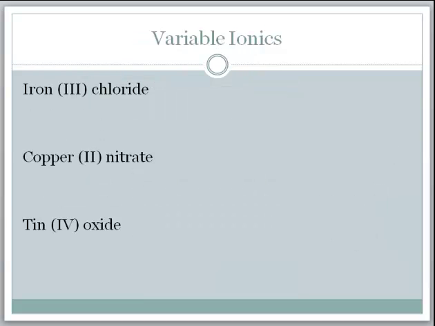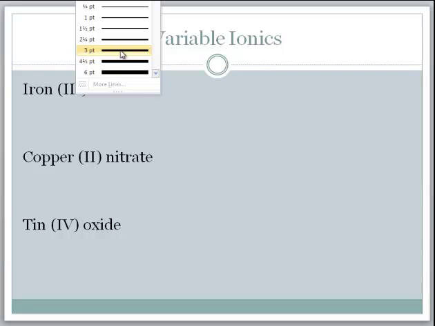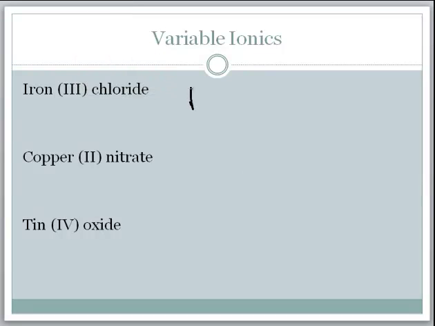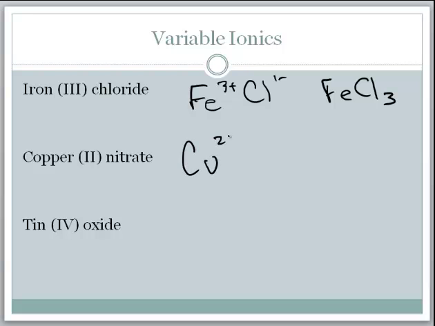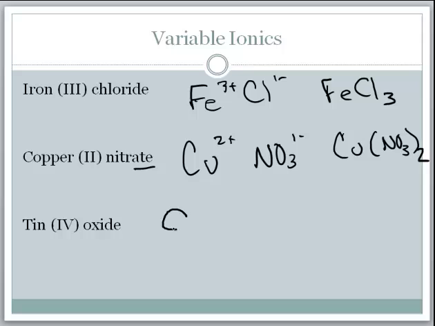Okay, so let's do some examples here. Iron 3 chloride, again, is iron with a 3+ charge. Chloride, 1-. So when we crisscross, FeCl3. Copper 2 nitrate. Now nitrate is NO3 with a 1- charge. So when we crisscross, we have that. And then tin 4 oxide, we just did previously, which would reduce to that.